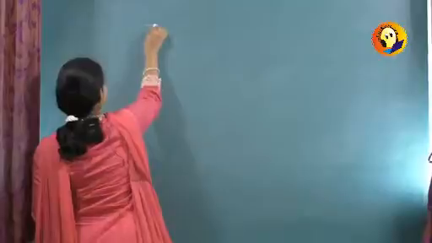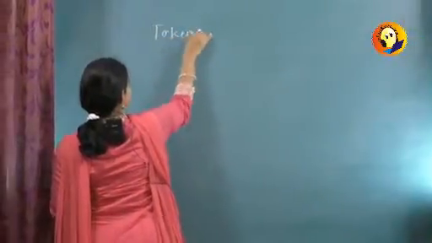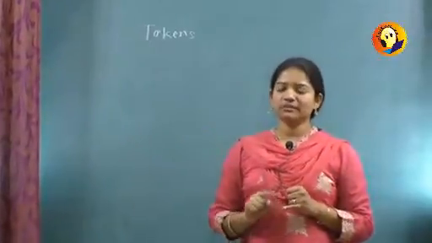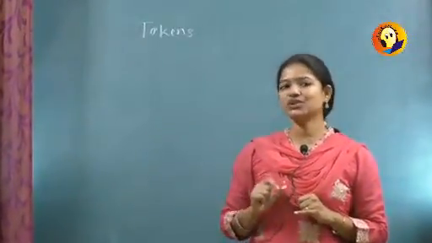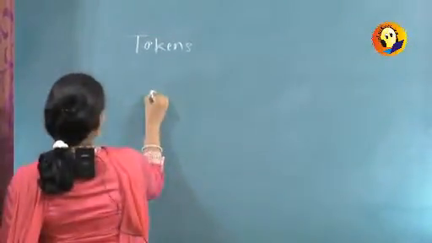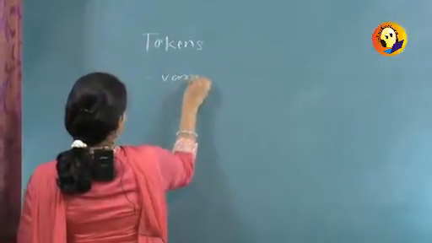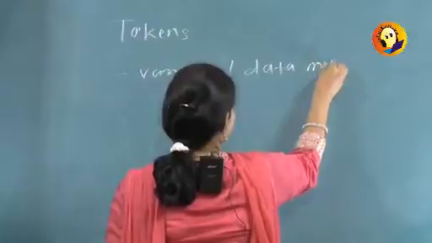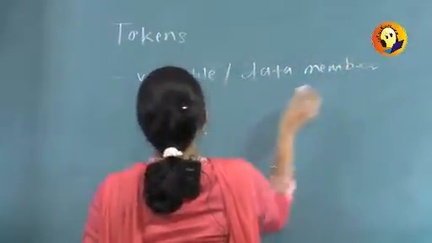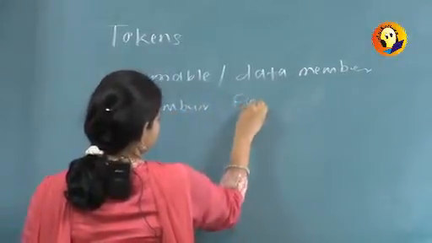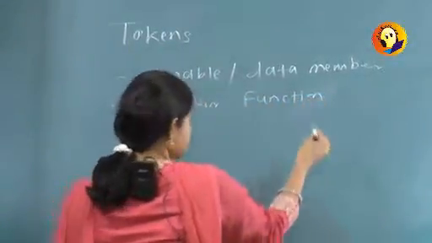In this session we will start with a new topic, tokens in Java programming. A Java program is nothing but a collection of classes. And what is a class? A class is a collection of variables, that is, data members, or member functions, or you can say methods.